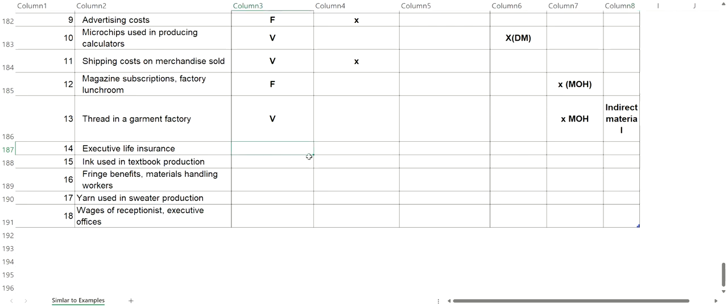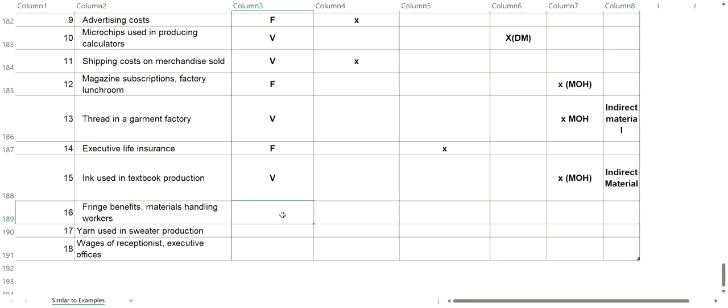Executive life insurance, it's usually a fixed amount for the year, and executives would mean administrative. Ink used in textbook production would be variable because it depends on how many textbooks you produce. Now, ink again is one of those that's hard to measure, so we will put it under indirect cost, manufacturing overhead, because that would be also an indirect material.